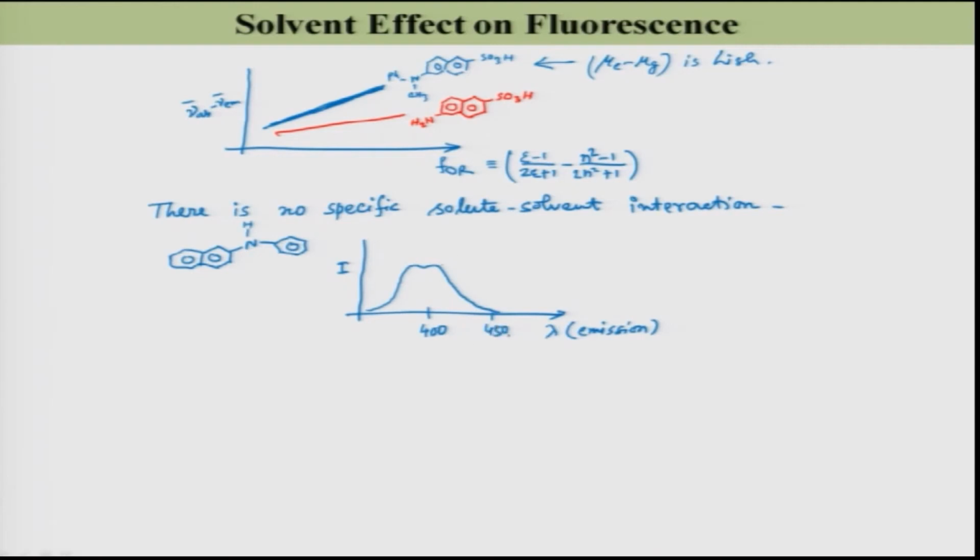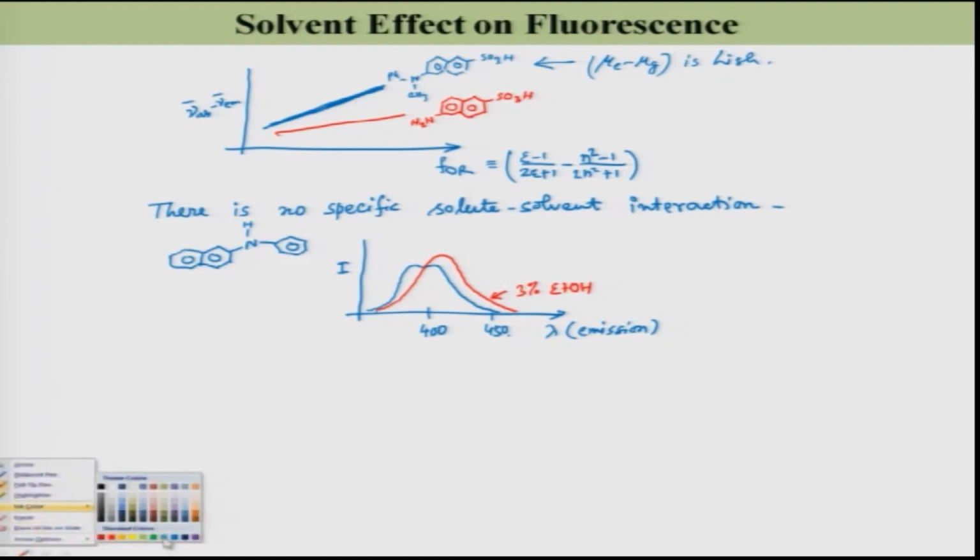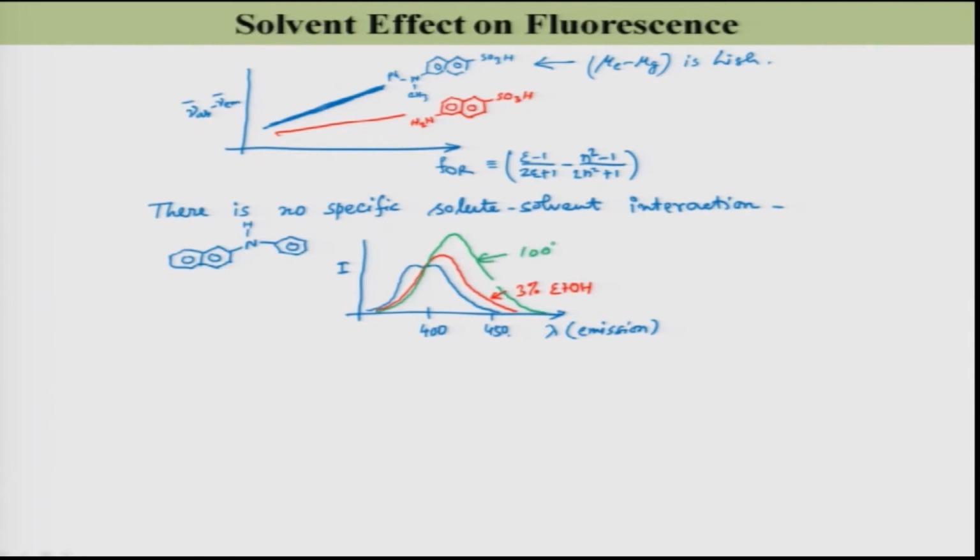With a very small amount of ethanol, this spectra will shift drastically. With only 3% of ethanol, the spectra will shift like this. Now, if I change the ethanol concentration to 100%, there will not be much change in the emission maxima. So, when I change this to 100%, this will be something like this.